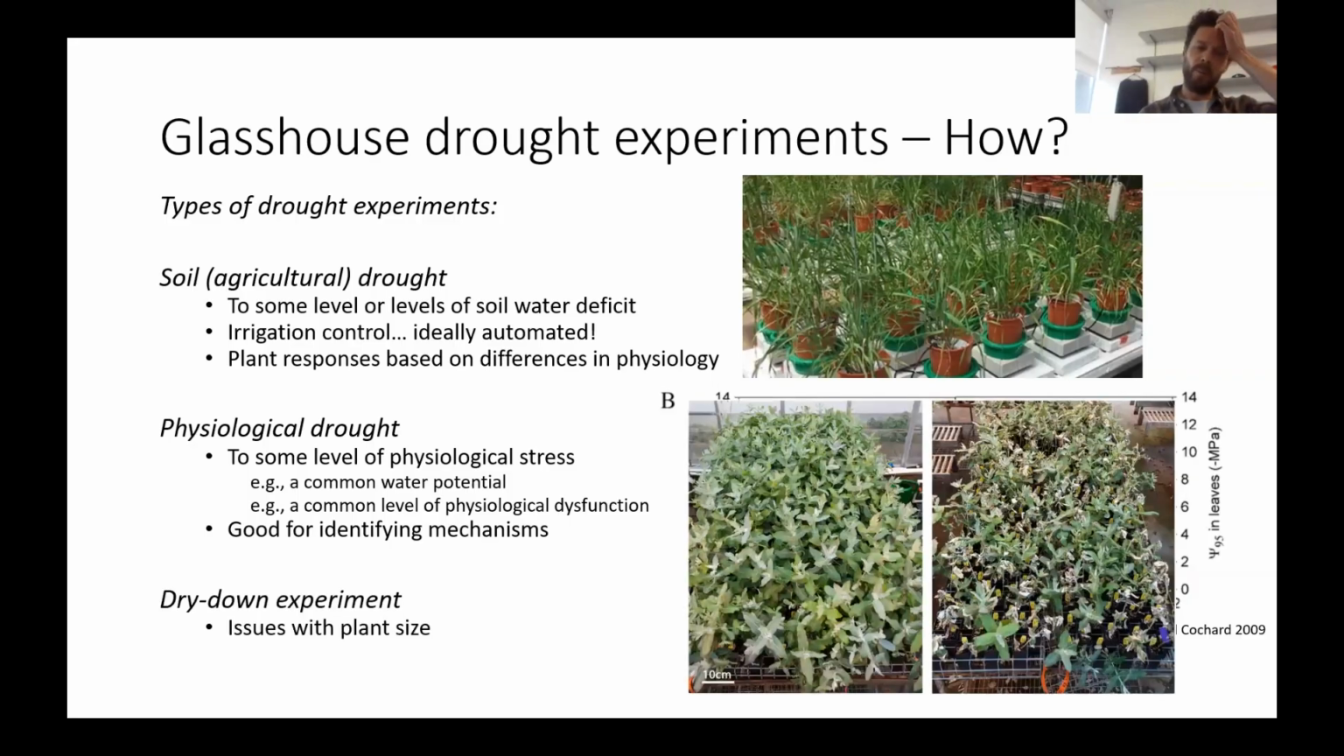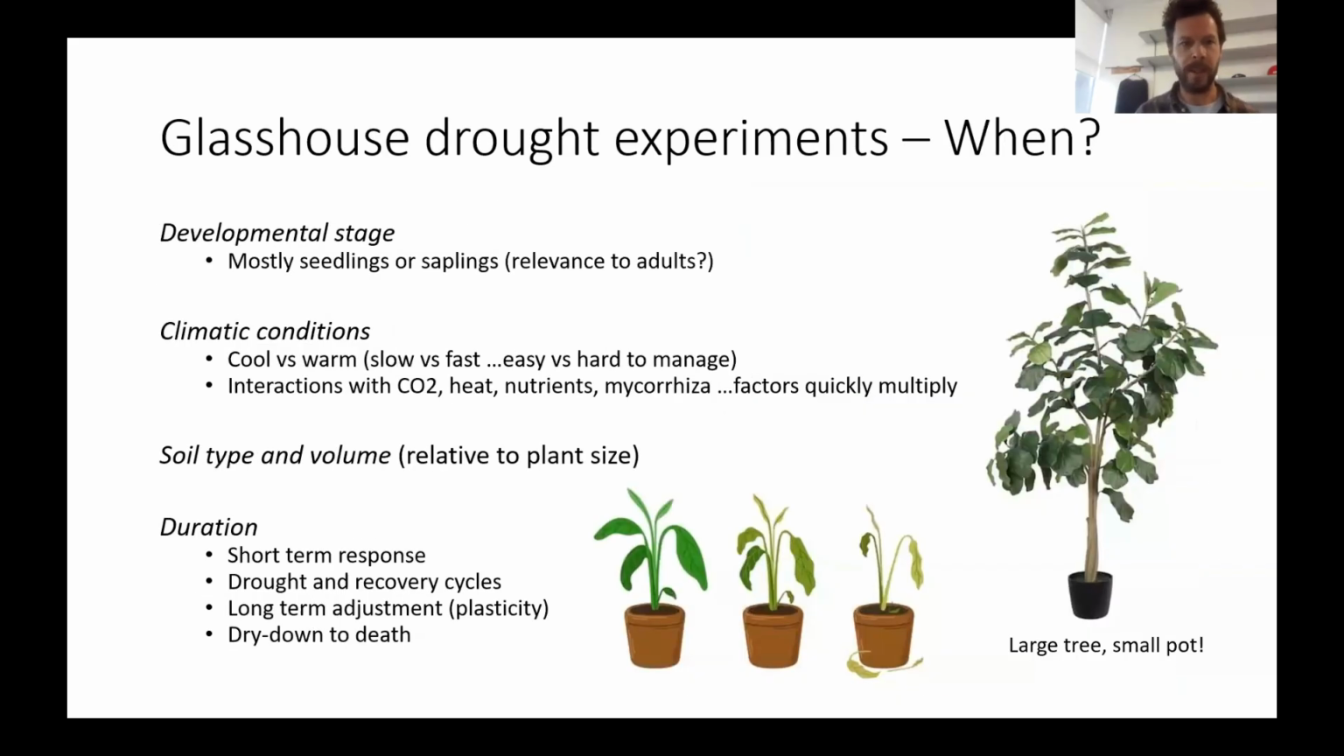And the final approach is just a dry down experiment. We just let plants dry down, following it from a well hydrated state. And indeed, there's issues with plant size when we get to that. Glasshouse experiments tend to be focused on seedlings. Things to consider might be the temperature that you dry your plants down under.